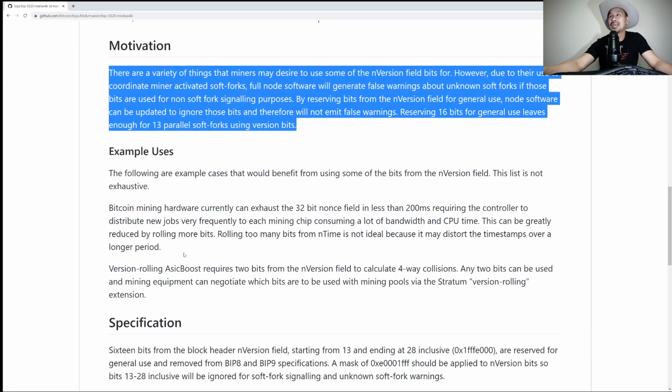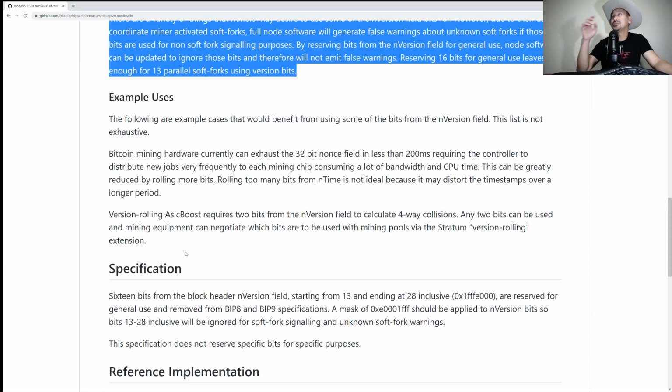The following are example cases that would benefit from using some of the bits from the nVersion field. This list is not exhaustive. Bitcoin mining hardware currently can exhaust the 32-bit nonce field in less than 200 milliseconds, requiring the controller to distribute new jobs very frequently to each mining chip, consuming a lot of bandwidth and CPU time. This can be greatly reduced by rolling more bits. Rolling too many bits from nTime is not ideal because it may distort the timestamps over a longer period.